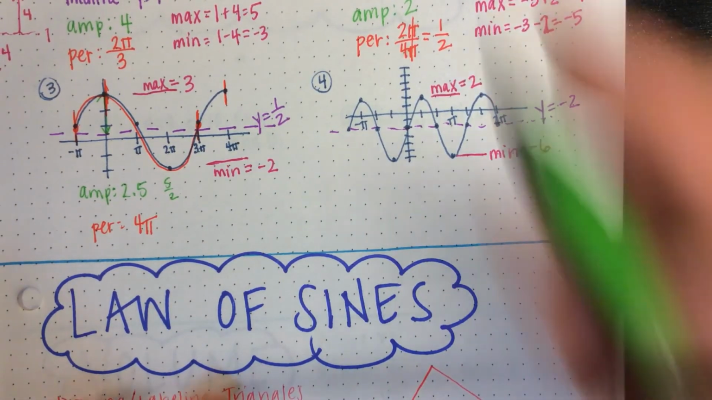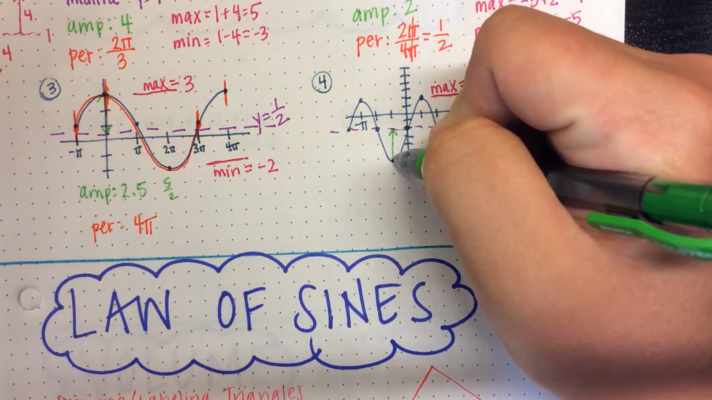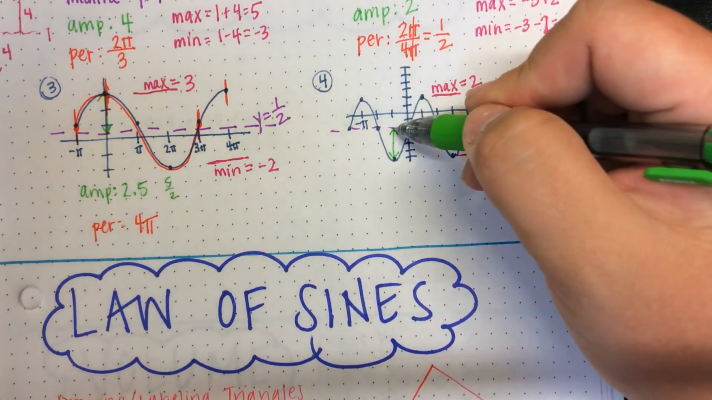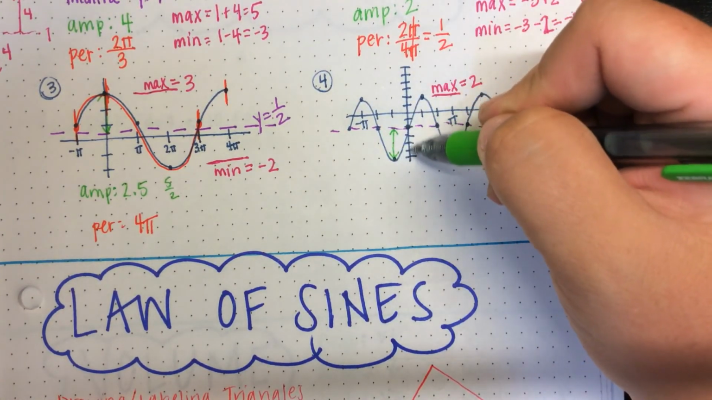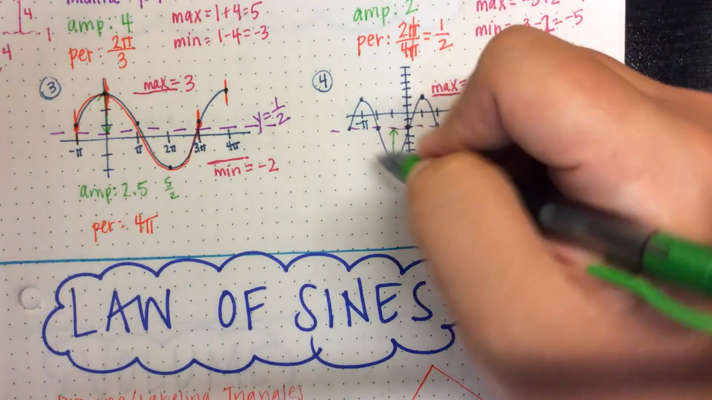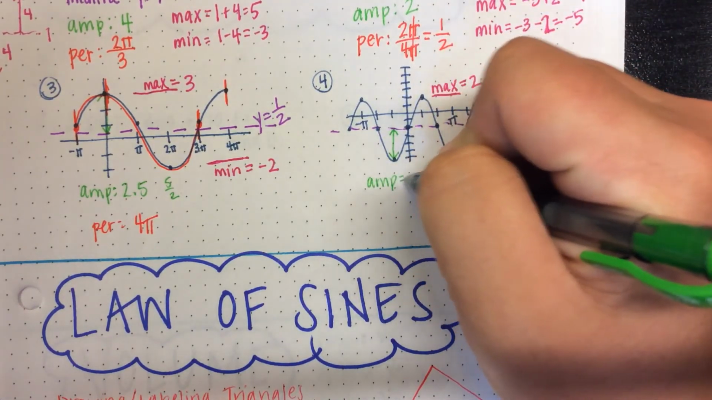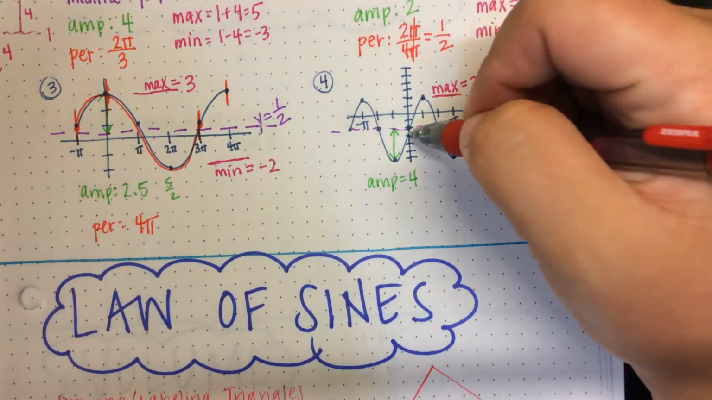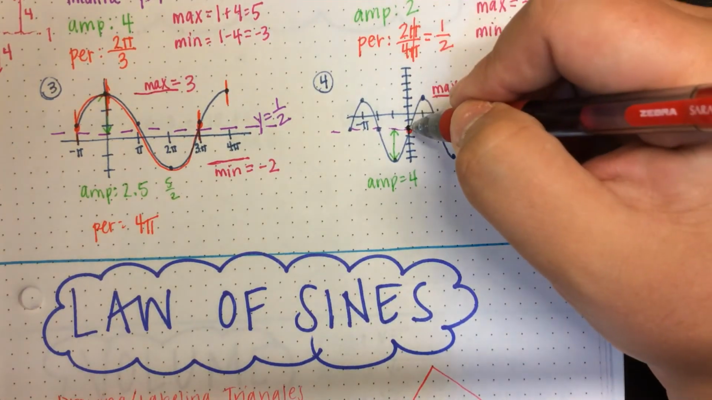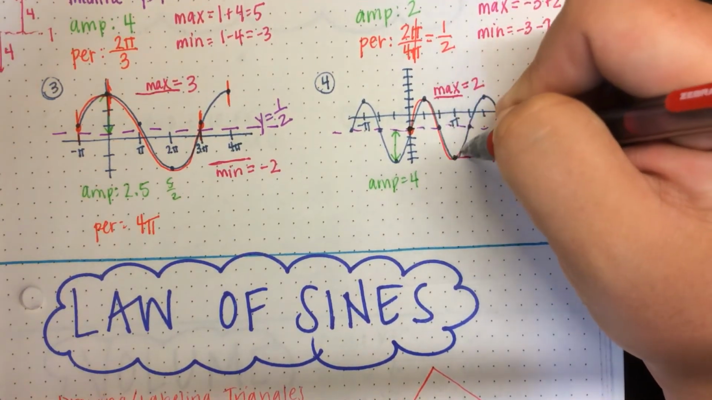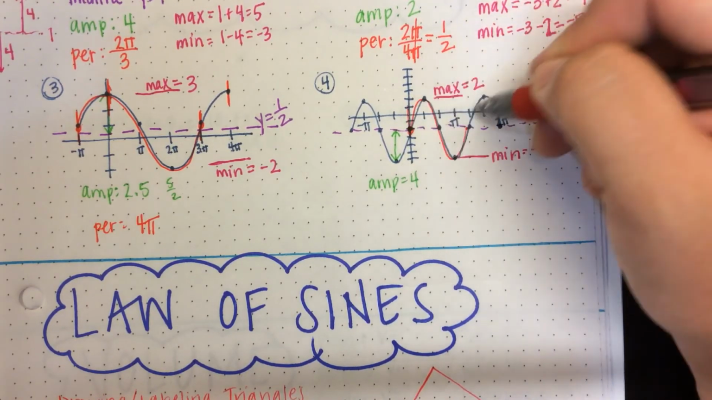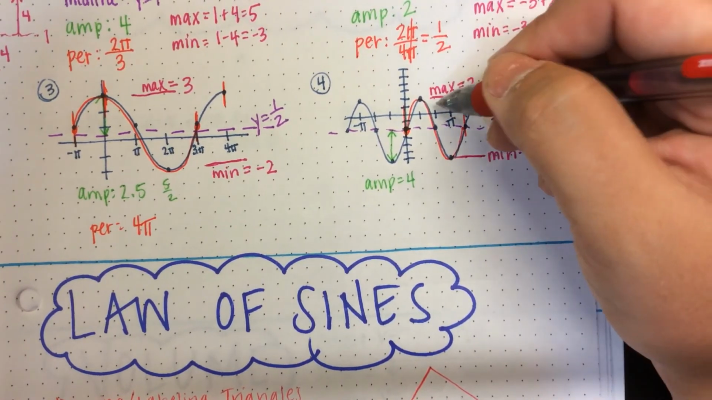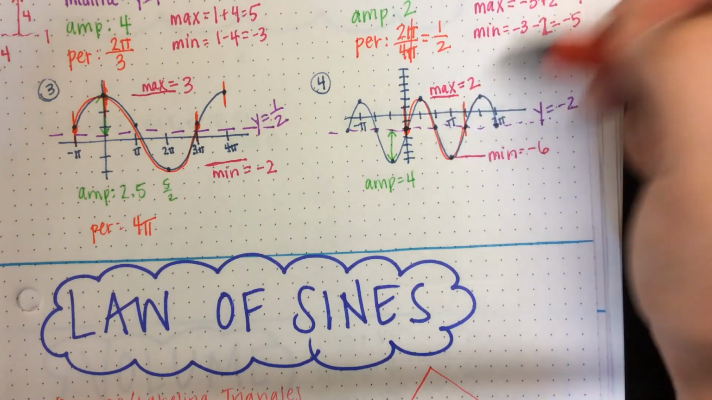Okay, my amplitude, for this one I'm just going to choose this chunk right here. So to go from my midline down to the bottom, that's 4 tick marks. So then my amplitude is 4. Okay, and then the period, I'm going to choose 0 this time, just so I can count a little easier. So I go up and all the way down and back. So this distance right here is what looks to be 4 tick marks.